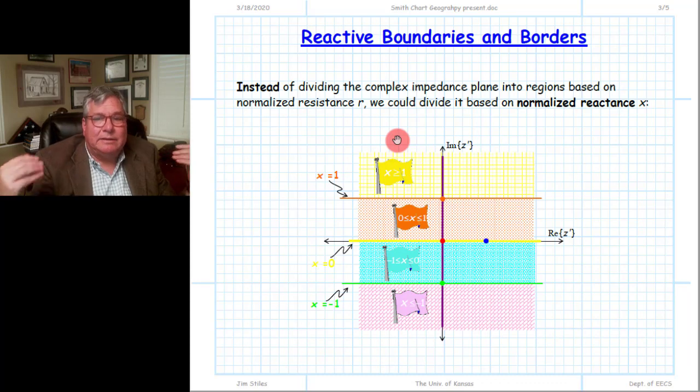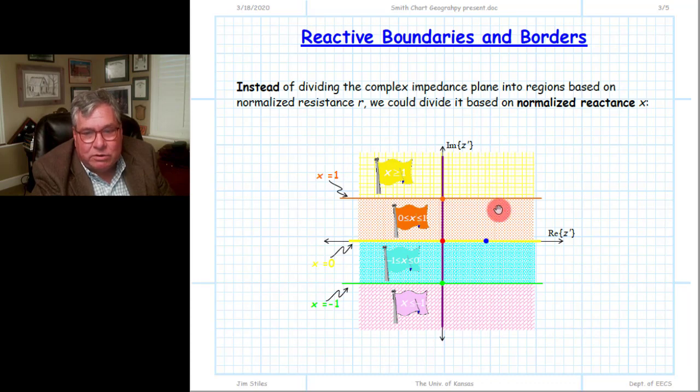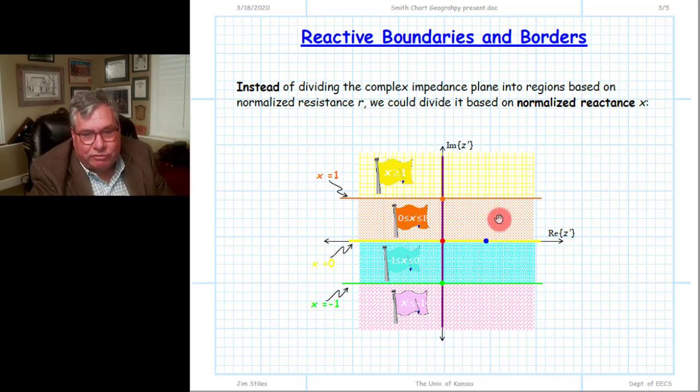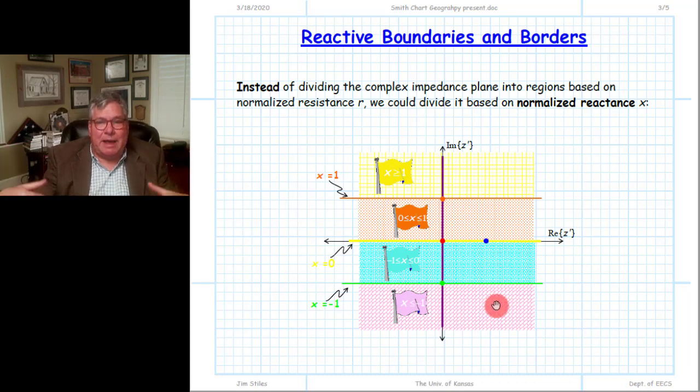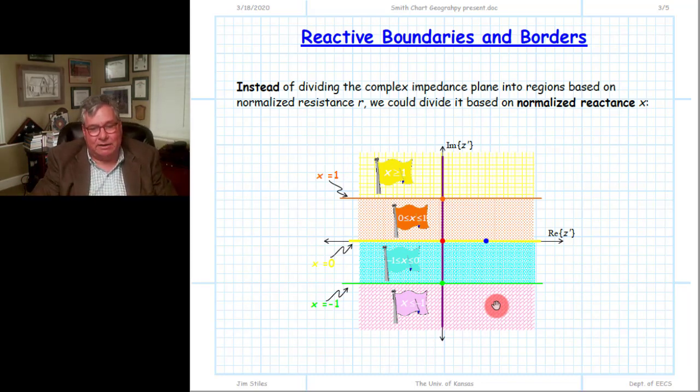But let's look at the inductive region and the capacitive region. In this case, we find 2 regions, the yellow region and the orange region, reside completely in the inductive region, only in the inductive region, where the reactance is positive. The other 2 regions, the blue region and the yellow region, reside completely in the capacitive region, where the reactances are all negative. And that makes sense, again, based on how we segregated these regions, and we divided them up based on their reactive values.